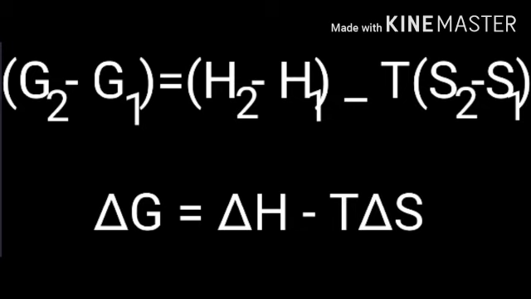So change in value is final value minus initial value. Therefore G2 minus G1 is equal to H2 minus H1 minus T into (S2 minus S1). Now we write instead of G2 minus G1 del G, H2 minus H1 del H, S2 minus S1 del S. Therefore, at a constant temperature, change in Gibbs free energy del G is equal to change in enthalpy del H minus T into change in entropy del S.